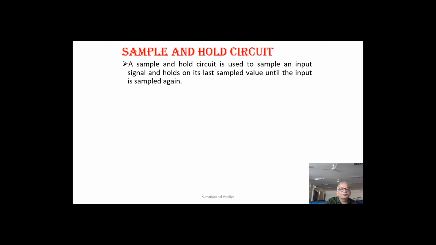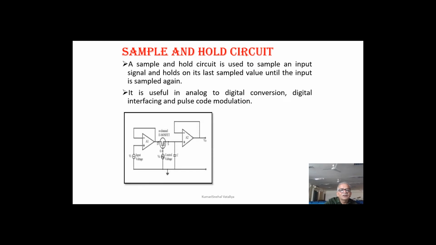Now another important circuit which is used in an analog to digital converter system is a sample and hold circuit. It is used to sample an input signal and hold it till the sampled value is converted to a digital number by the circuitry. Because there are gates, transistors, and switches, all these have to be applied signals, and it takes finite non-zero time for this to happen. And therefore for digital interfacing and pulse code modulation, we need such a circuit.